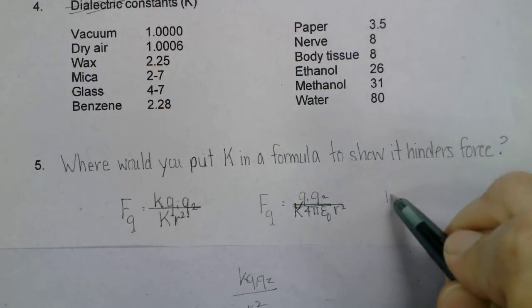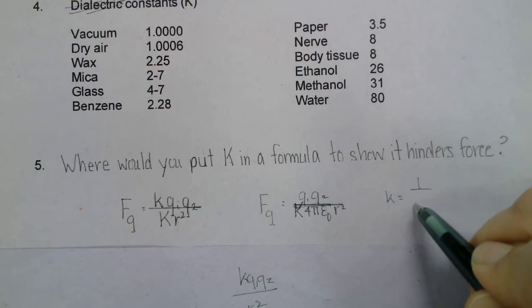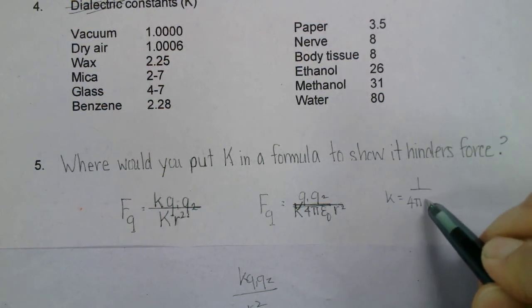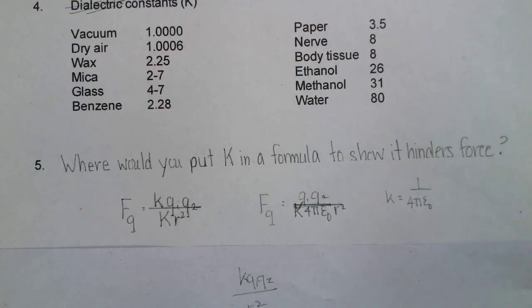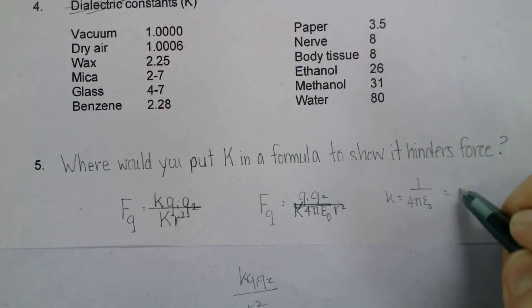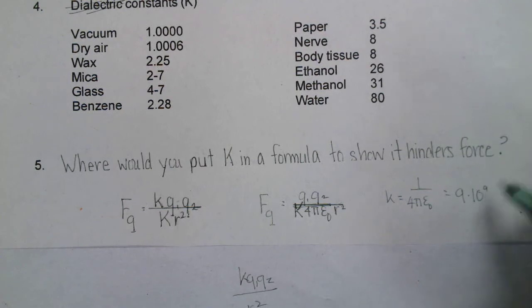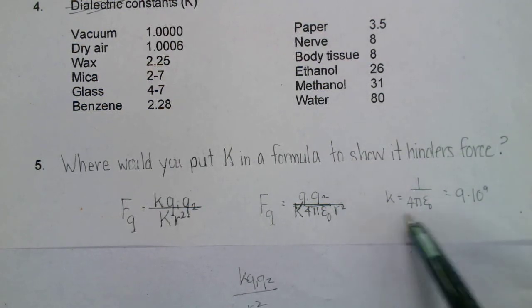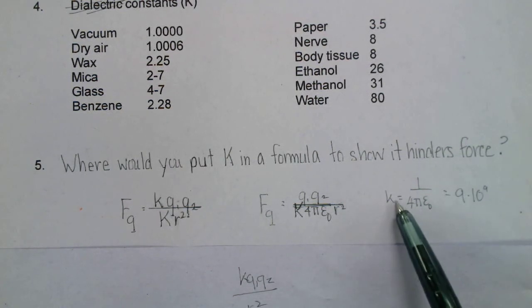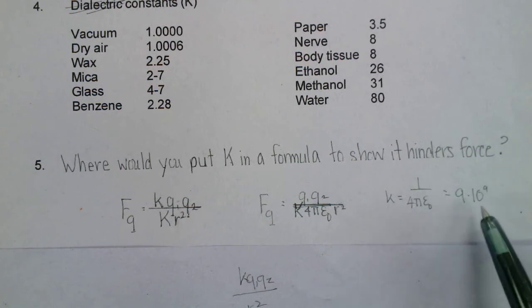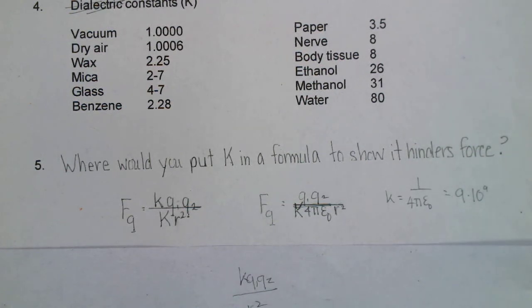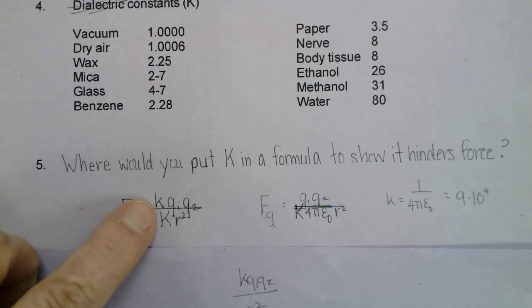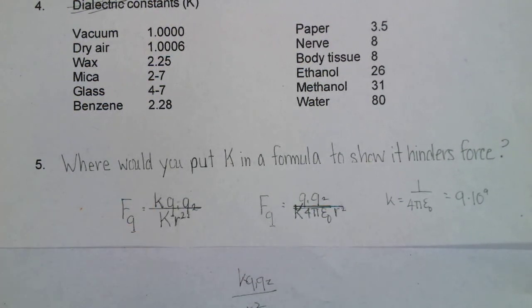So lowercase k is 1 over 4 pi epsilon naught, which is the permittivity, and it equals 9 times 10 to the 9th. So it's easier to do this and call it 9 times 10 to the 9th than to put this in the formula. But it's the same either way. So I say stick with the lowercase k and the uppercase K and just deal with it.